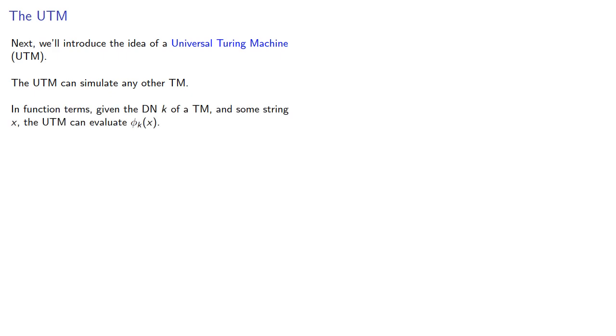Next, we'll introduce the idea of a universal Turing machine, UTM. The universal Turing machine can simulate any other Turing machine. In function terms, given the description number k of a Turing machine and some string x, the universal Turing machine can evaluate v_k(x). In other words, what happens when x is input into Turing machine k.